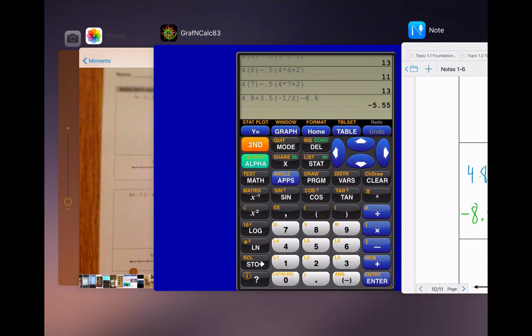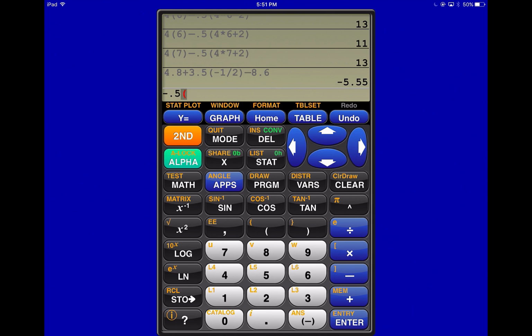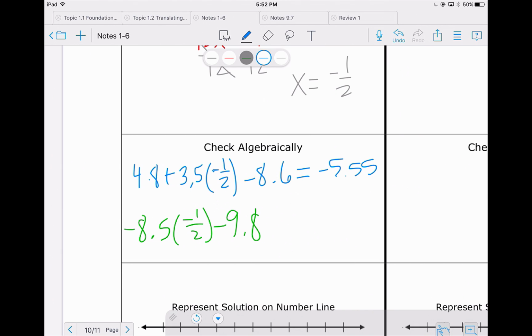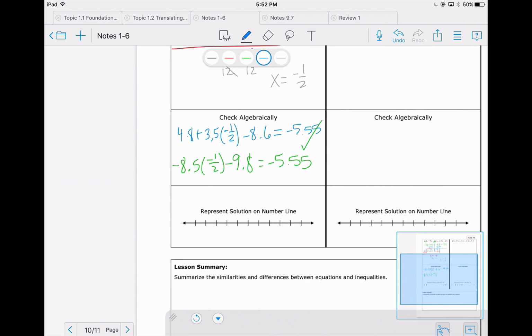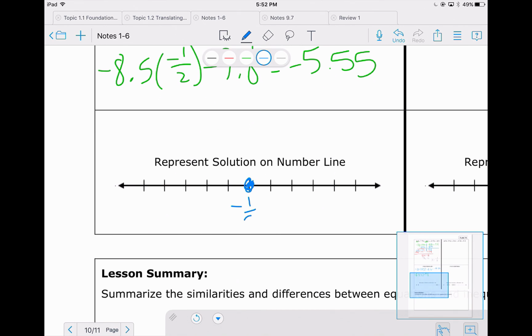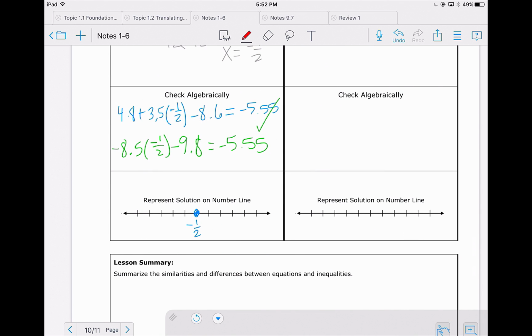And then on the other side, -8.5 times -1/2 minus 9.8. Oh. There we go. Sorry, I typed it in wrong. And this also equals -5.55, so I'm good. I graph my solution, -1/2, and I don't draw any arrows.